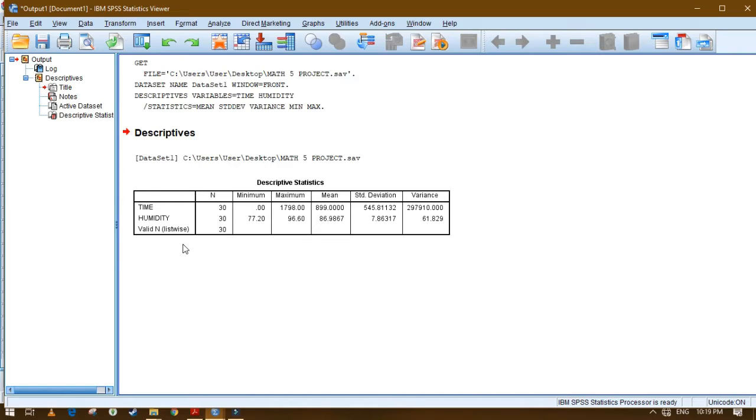Okay, for humidity, the data that we use is 30 sample. For the minimum is 77.2 and the maximum is 96.6. And the mean is 86.9867. For the standard deviation 7.86317. And also the variance 61.829. So for the next question, B, show the scatter diagram and regression line for the data.